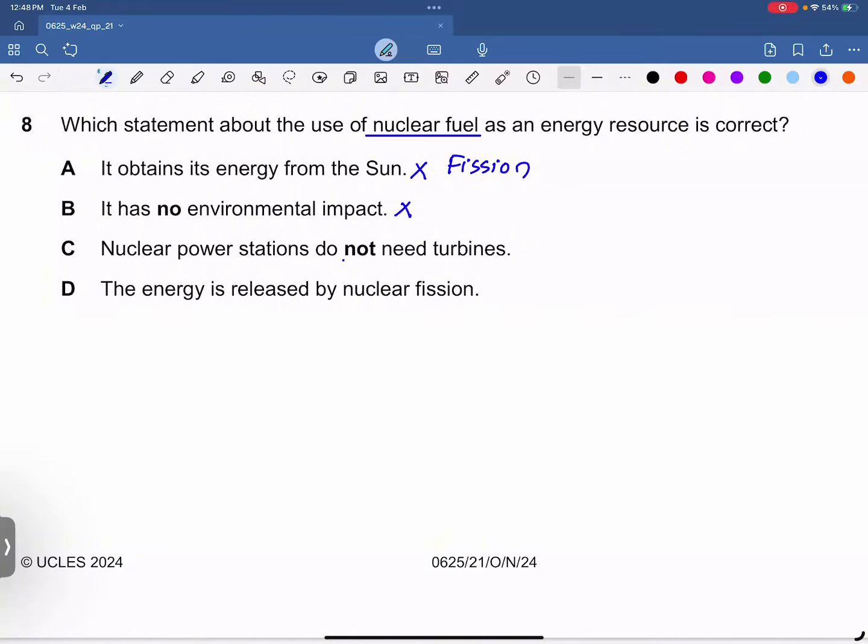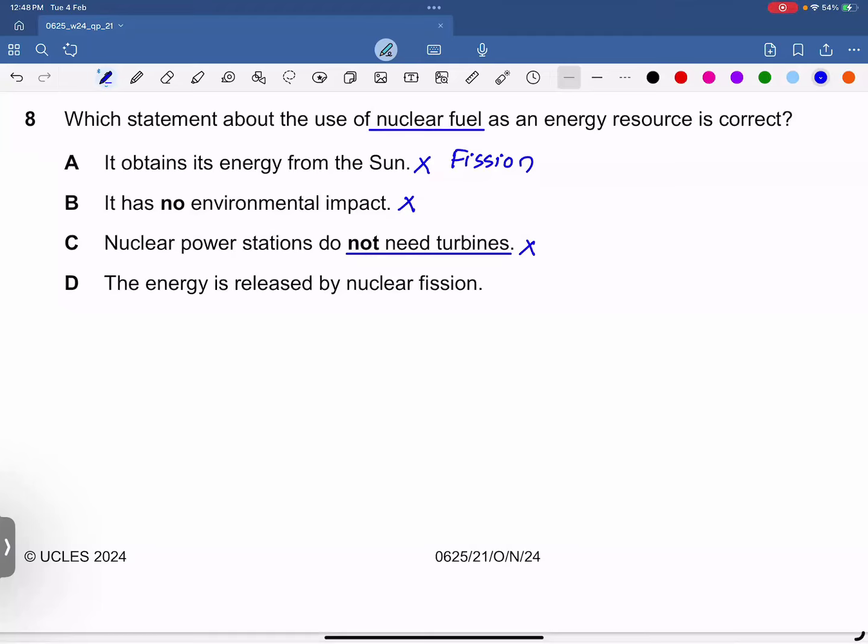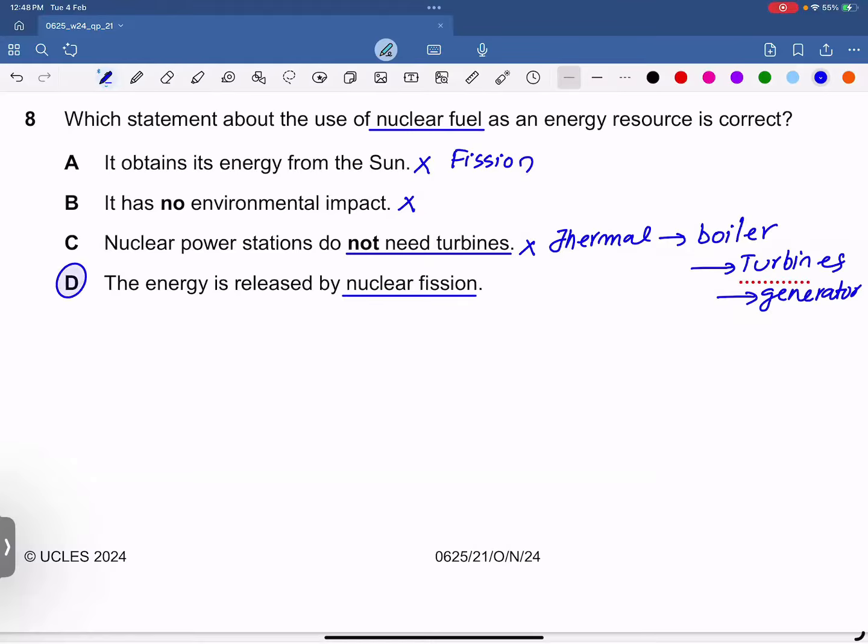Nuclear power stations do not need turbines. They need turbines. Why? Because when the fission reaction occurs, nuclear fuel gives you thermal energy. Thermal energy goes to boilers, which produce steam, and steam runs the turbines, and eventually the turbines run the generator. So yes, we need the turbines also. Option C is also wrong. The energy is released by nuclear fission. I already told you the process is fission. So option D. We proceed to question number 9.